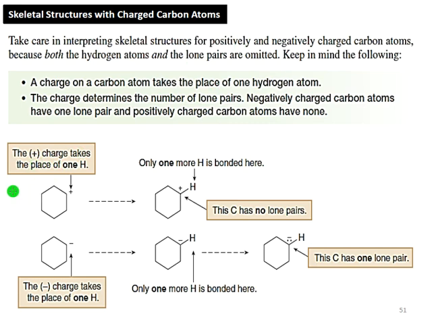Because in skeletal structure we don't draw the carbon and the hydrogen bonded to the carbon. We just draw the heteroatoms and the hydrogen bonded directly to the heteroatoms, and of course the unshared pairs of electrons are omitted. And keep in mind, a charge on a carbon atom takes the place of one hydrogen atom.